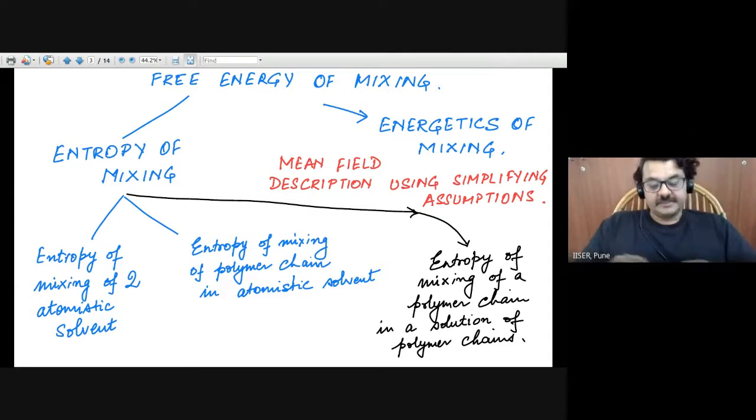So these are the three different cases. Our entire discussion will be mean field description. So we'll not be considering correlations. We'll be making quick estimates and saying, okay, the effect of one monomer or one particle on another is the average effect of its neighbors. So it's a mean field description, and we'll be using simplifying assumptions.